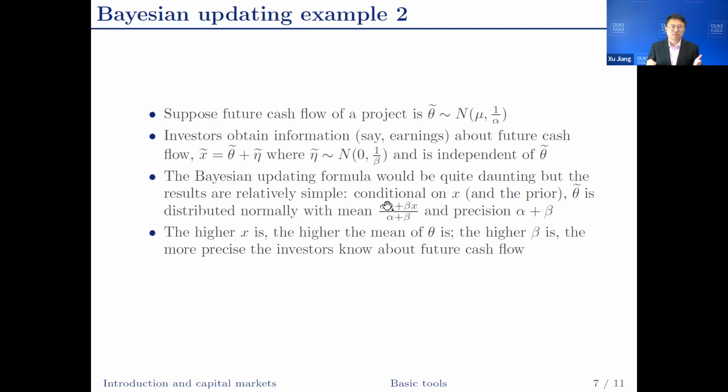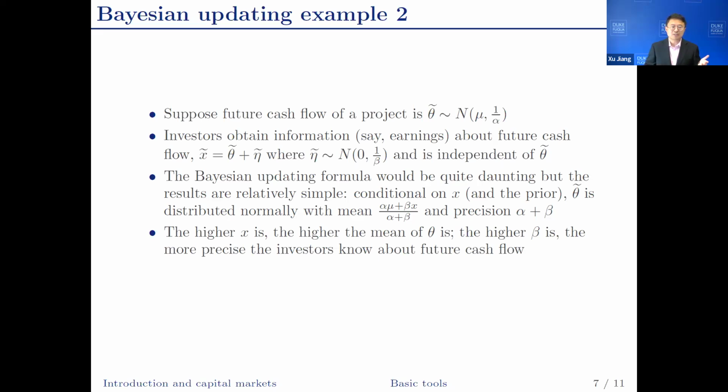The result is also very intuitive. The higher X is, the higher the expected value of theta is. The reason is that when X is higher, it's more likely X comes from a distribution with high theta. So in this case, investors are more optimistic about the posterior distribution of theta. The higher beta is, the more informative X is about theta, and so investors are more confident about their posterior distribution, or equivalently, the posterior distribution is more precise. This is just a simple example.